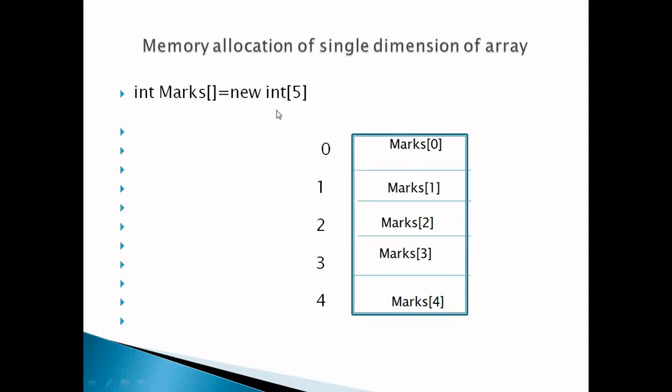Next, memory allocation of a single dimension array. Here I have already declared an integer array marks which contains 5 elements. Here you can see that the array indexing always starts with 0. Next 1, 2, 3, 4, in this way you can go. marks[0] indicates this block, marks[1] indicates this block, marks[2] indicates this block, marks[3] indicates this block, and marks[4] indicates this block.